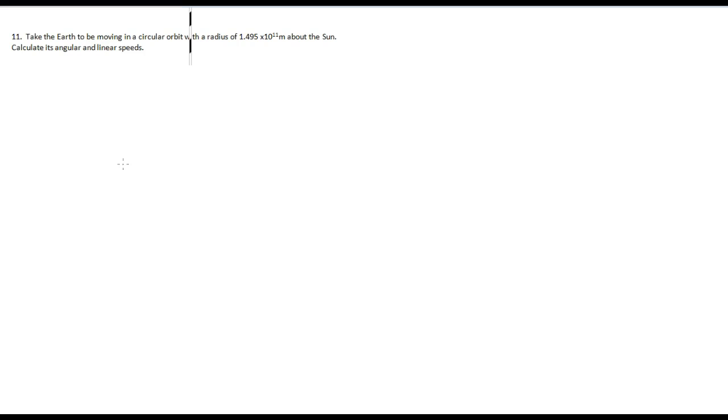Angular speed is how far it goes in terms of angle divided by the time it takes to do it, correct? So you should know the following, although it's not a requirement yet for the class, and it will be a requirement by the end of the year: the Earth goes around the sun, right? How long does it take to go around the sun once?